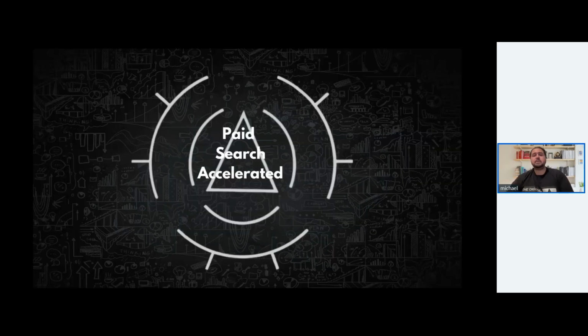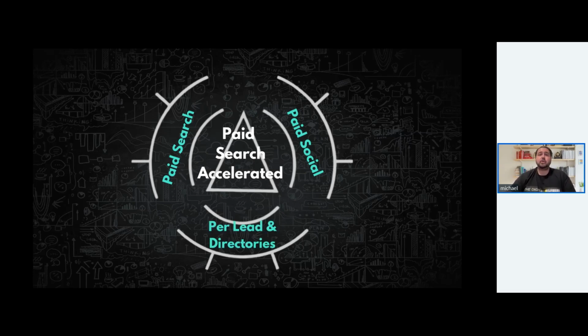So I wanted to put together a model basically of what this looks like to me and how to optimize your paid search strategy. And in my mind, there's really three key strategies for paid search. One would be paid search. The second one we'd have would be paid socials like Facebook ads, LinkedIn ads, TikTok ads. The third strategy would probably be pay-per-lead and directories.